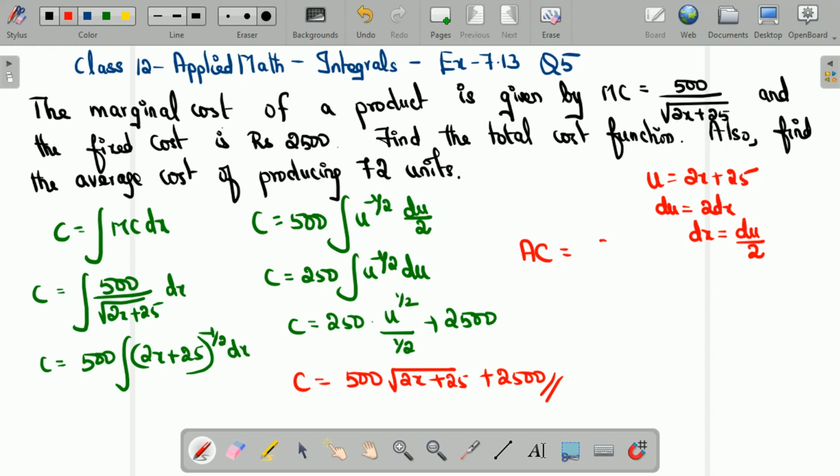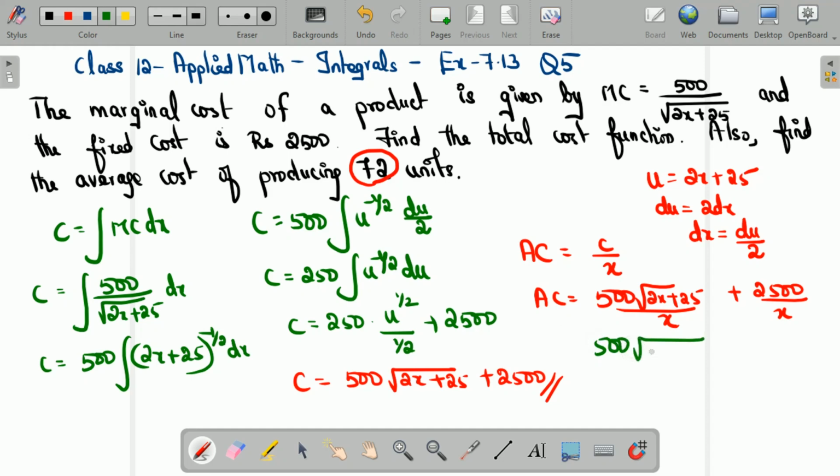Now let's perform the average cost of producing 72 units. So average cost is nothing but C divided by x. So AC can be given as, every term we need to divide by x. So this is 500 into root of 2x plus 25 then plus 2500 divided by x, and here also this is going to be a division by x. This is going to be the average cost function, but they asked what is the average cost for 72 units. So let's substitute wherever x is there with 72. So this is 500 into root of 2 into 72 plus 25, the whole thing divided by 72 plus 2500 divided by 72.